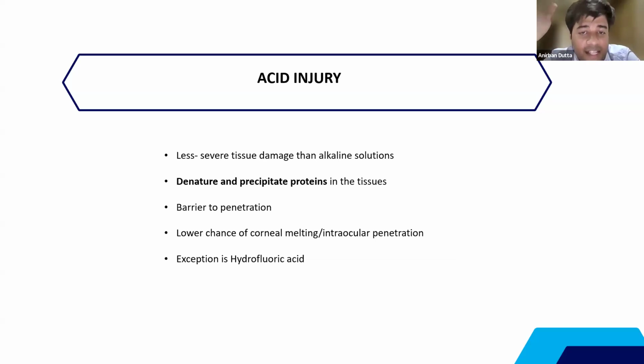Now, acid injury is less severe than alkaline. It denatures and precipitates proteins in the tissues. However, since it denatures and precipitates proteins itself, it creates a barrier to its penetration. As a result, there is a lower chance of corneal melting or intraocular penetration. An exception to this is hydrofluoric acid, which has a very strong penetrating capability through the cornea.